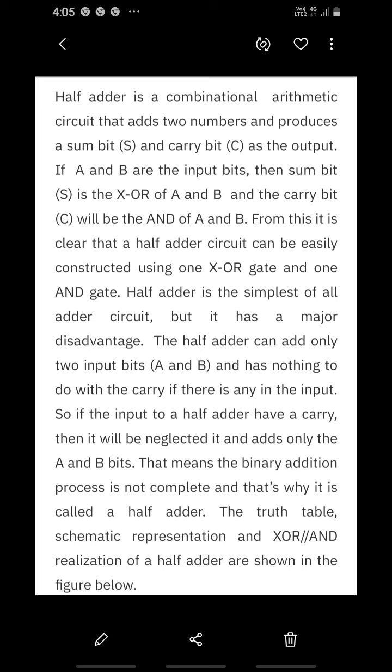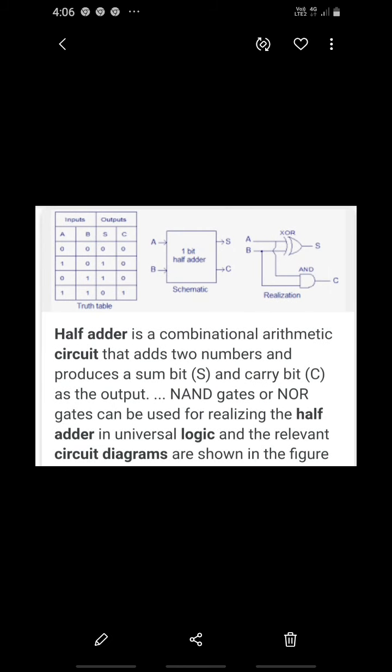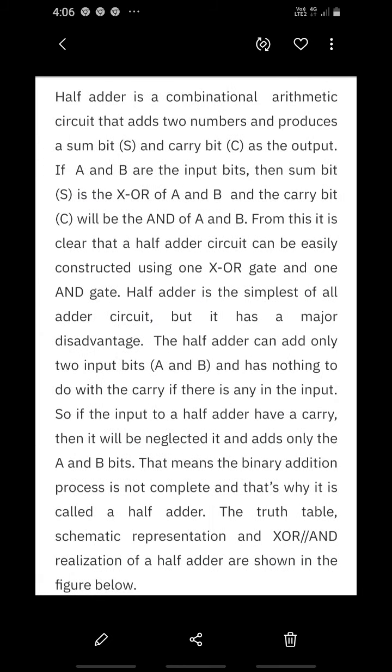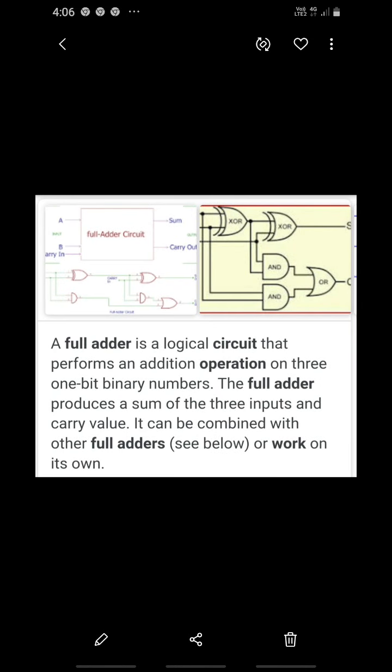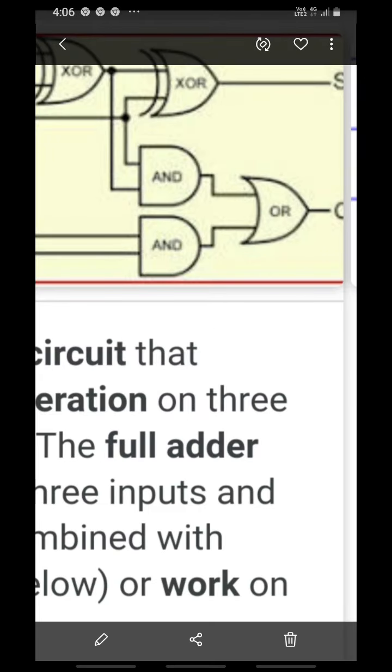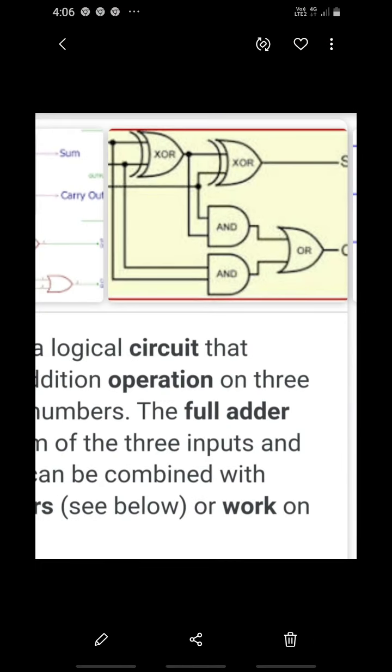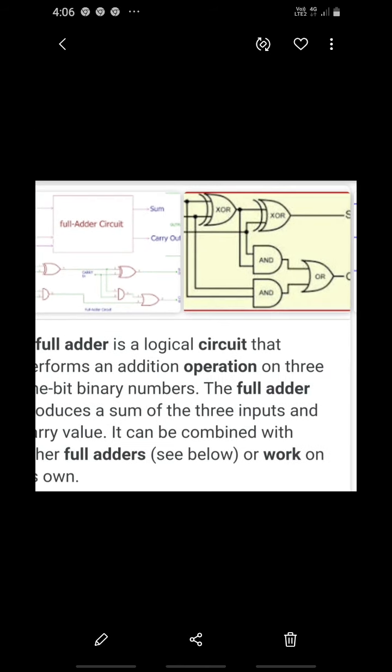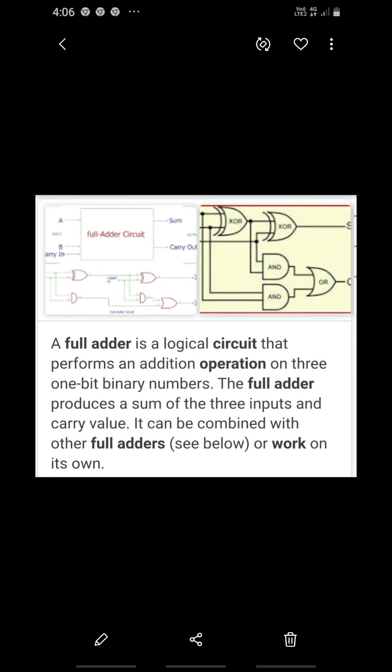The truth table, schematic representation, and XOR realization of the half adder are shown in the above PPT. And now explain about the full adder.